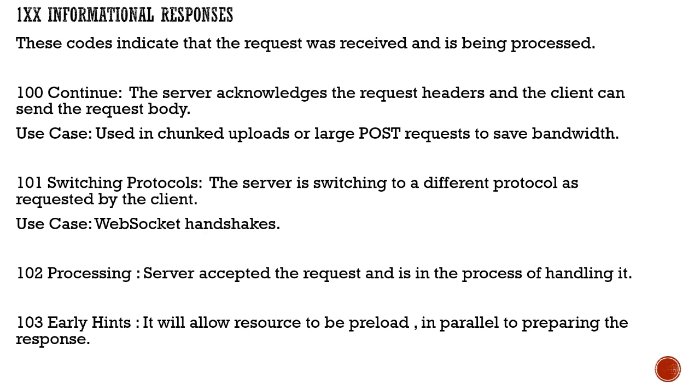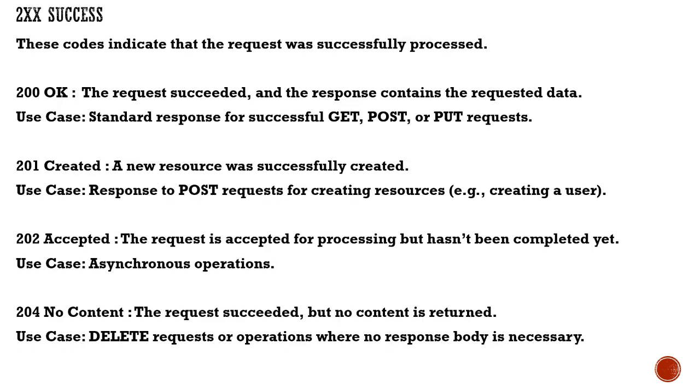Let's move on to the 2xx, right? So this basically indicates that the request was successfully processed by the server, right? And there was no problem. So everything went well. There is no error or mistake that has happened. So the request was perfect. The server has handled the request. It has processed the request. It has given the response, right?